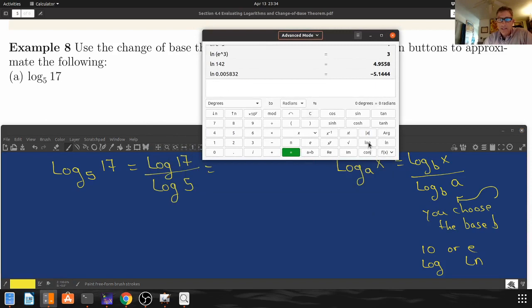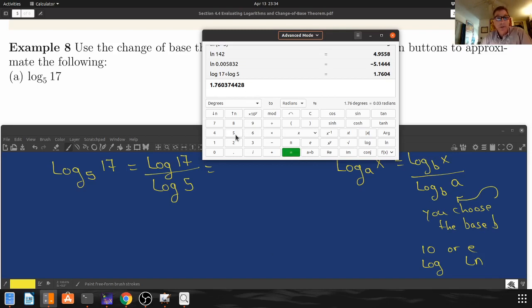Here I'm going to take the log of 17 divided by the log of 5. And I'm going to get 1.76, which I'm checking to make sure is the right answer, and indeed it is. The reason I'm checking the answer is the last fiasco I just had.